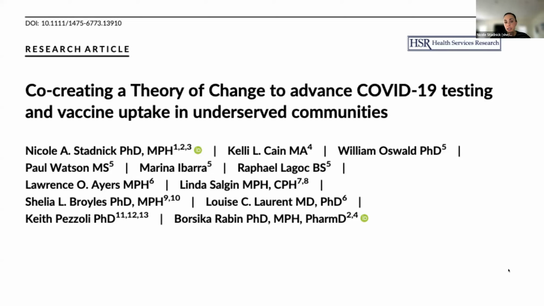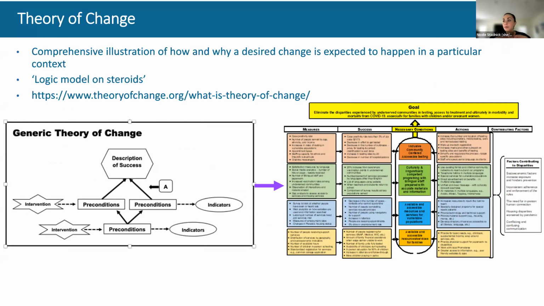I would say it's a unique application of qualitative methods. Again, we used it not only as an engagement method, but also to assess the public health context of COVID in the early stages and phases of it. So let's go to the next slide. Theory of change is a comprehensive illustration of how and why a desired change is expected to happen in a particular context. It's been referred to as a logic model on steroids.